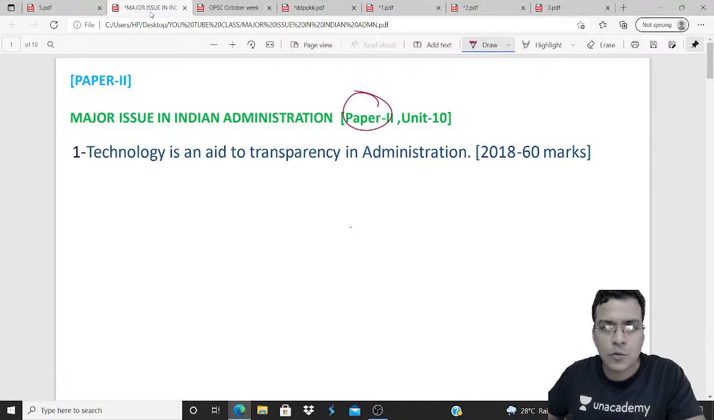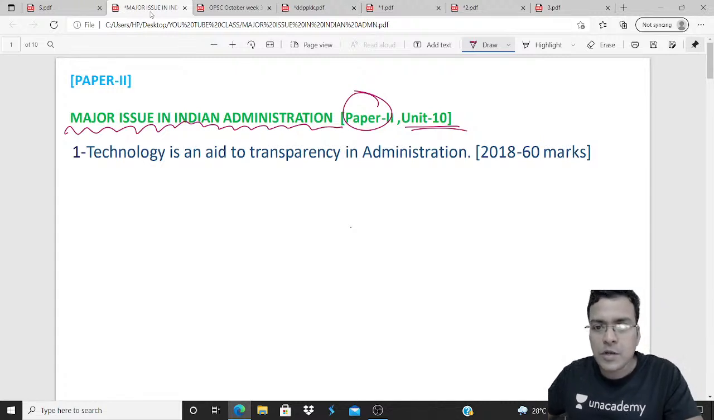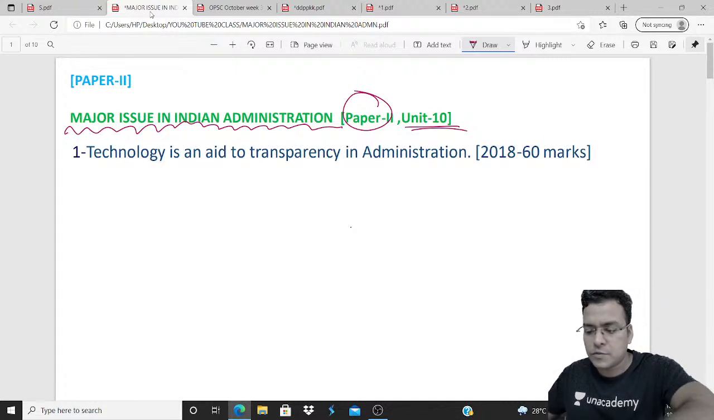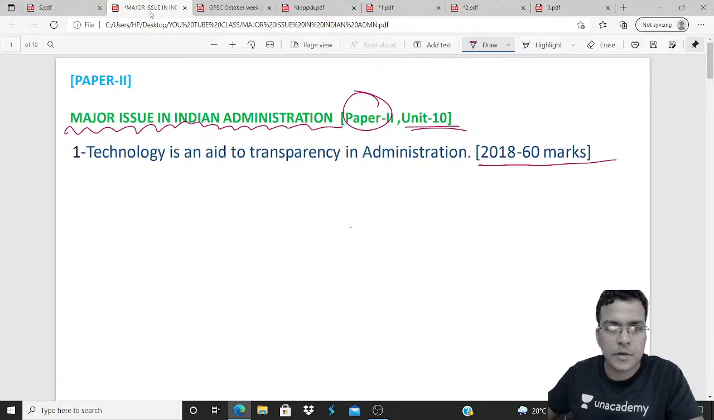Section 2, Unit 10, that is major issues in Indian administration. Already I have told this is an important unit. Every year you can expect a minimum of how many questions? 80 marks. So this question was asked in 2000. This question was asked in 2018, 60 marks. Technology is an aid to transparency in administration.